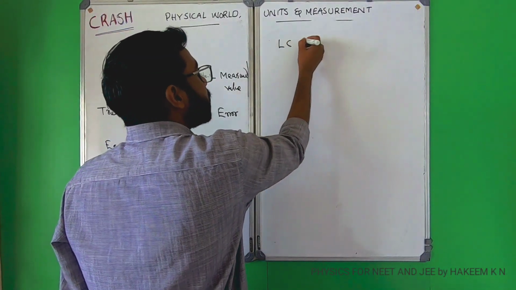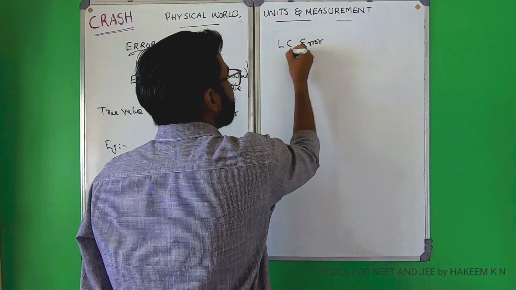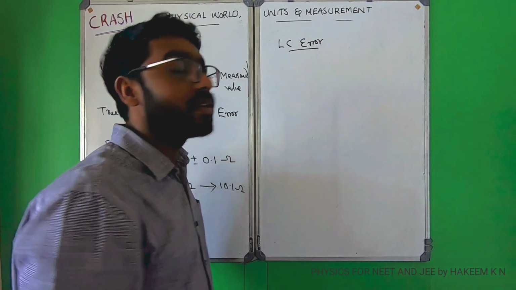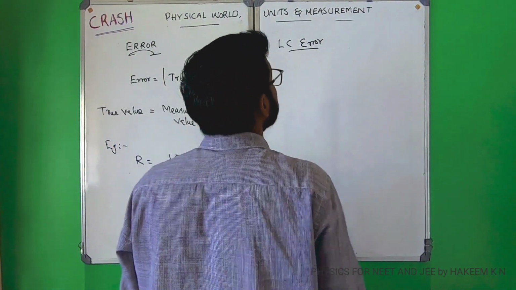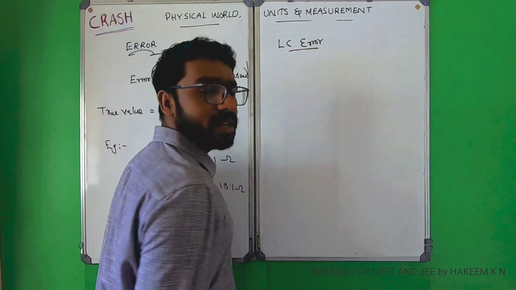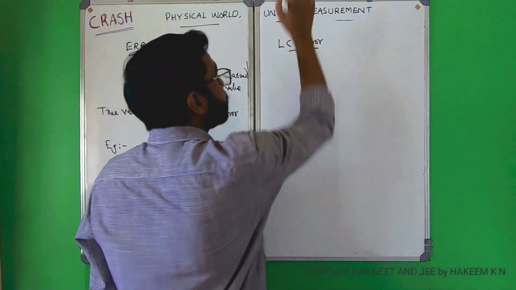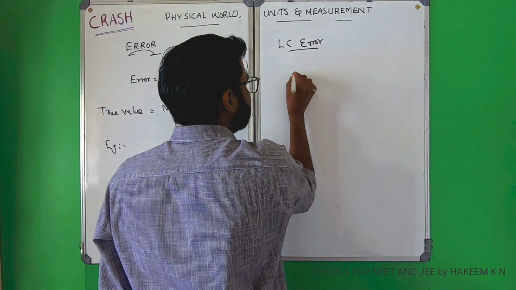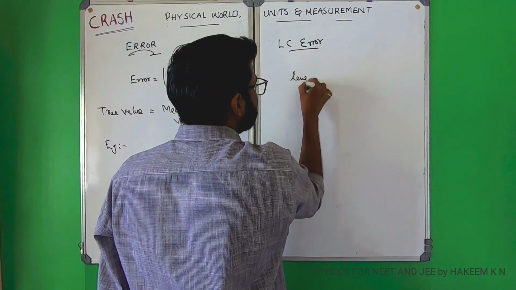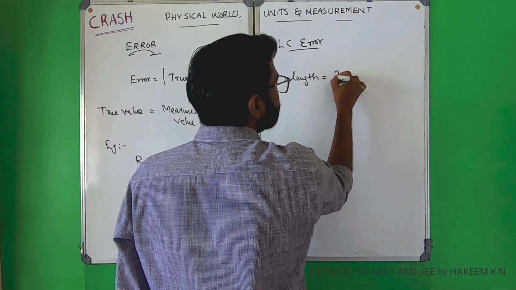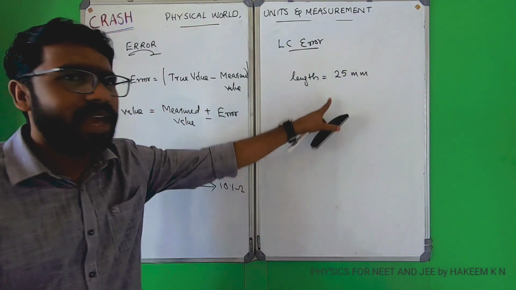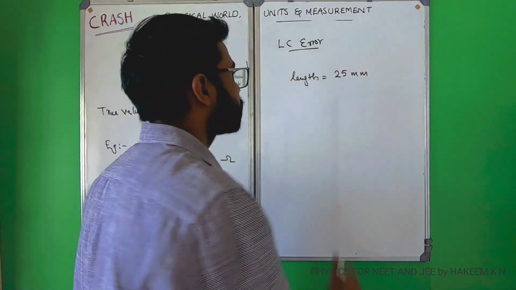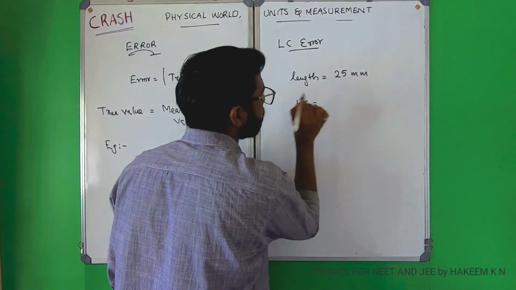Okay, next finding, least count error. Error associated with the least count of the device. For example, length equal to 25 millimeter. Error is not given. So, what will be the least count here?